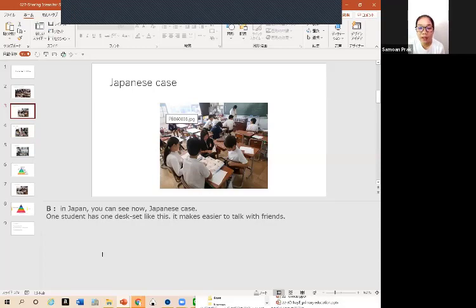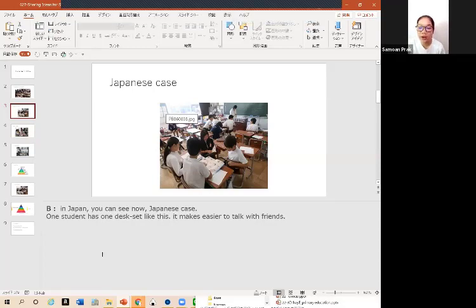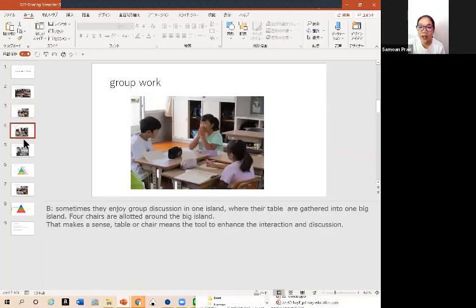In Japan, you can see now a Japanese classroom. One student has one desk set like this. It makes it easier to talk with friends. Sometimes they enjoy group discussion in one island, where the tables are gathered into one big island. Four chairs are allotted around the big island. The setup of tables and chairs is a tool to enhance interaction and discussion.